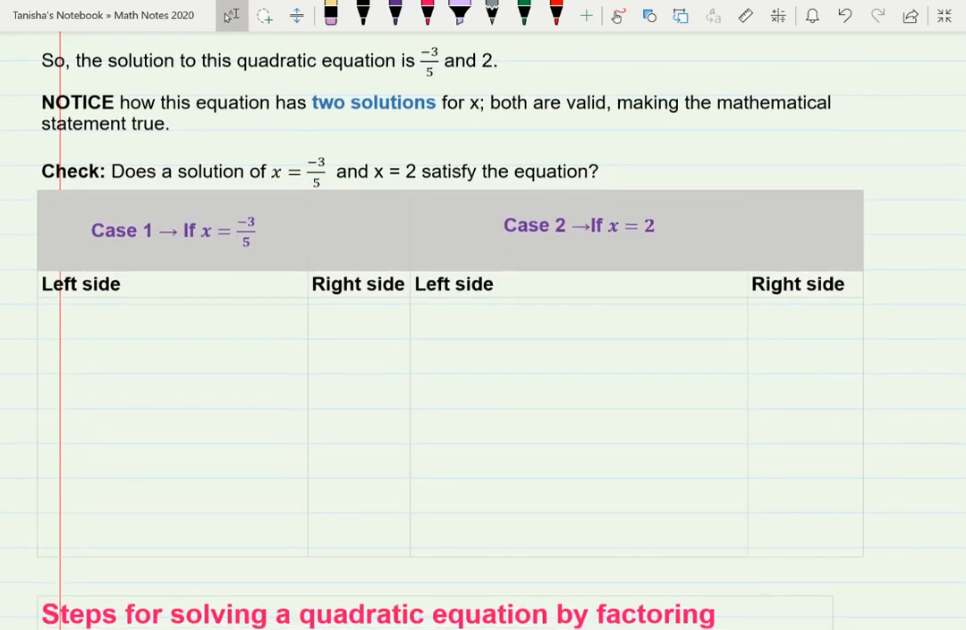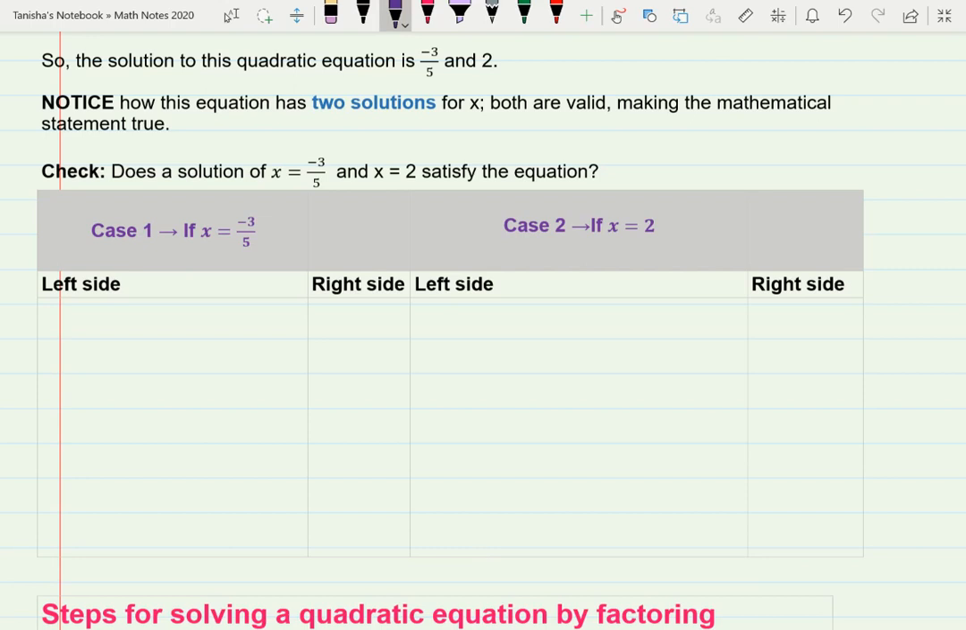Let's check to make sure that these solutions are correct. So for case 1, x equals -3/5. When you have two solutions to your equation, that doesn't mean that you're putting in two different values for each x, one for each factor. You're going to substitute in x equals -3/5 and check, or you're going to substitute in x equals 2 and check. So let's check using the x equals -3/5 solution first.